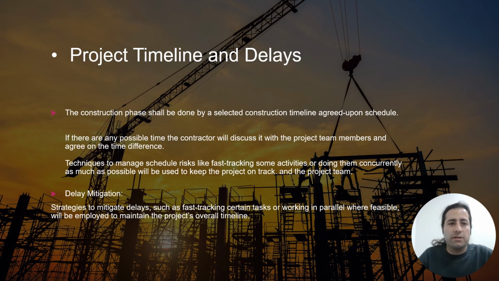Project timeline and delays. The construction phase shall be done by the construction timeline agreed upon in the schedule. If there are any possible time issues, the contractor will discuss them with the project team members and agree on the time differences. Techniques to manage the schedule risk, like fast tracking some activities or doing them concurrently as much as possible, will be used to keep the project on track.